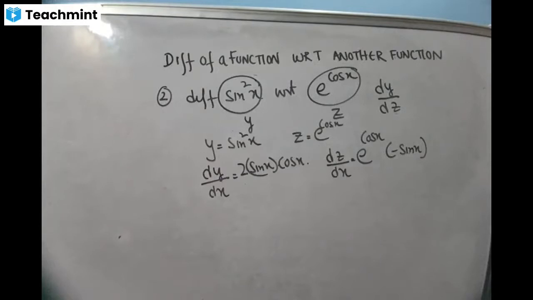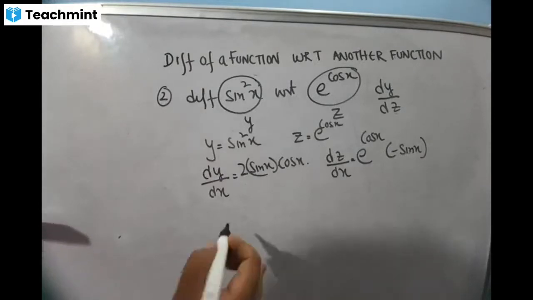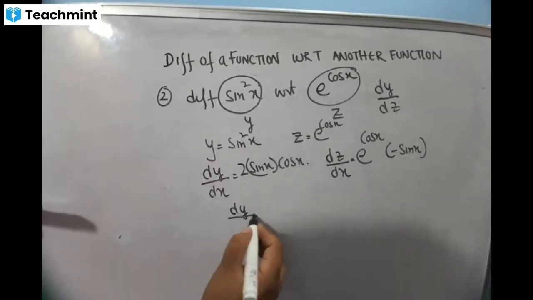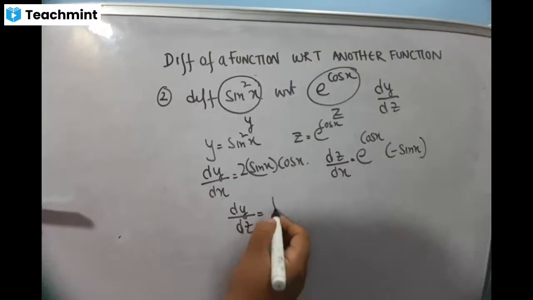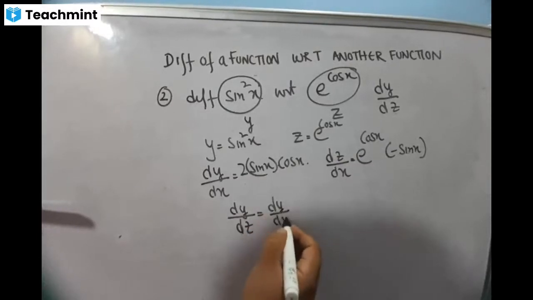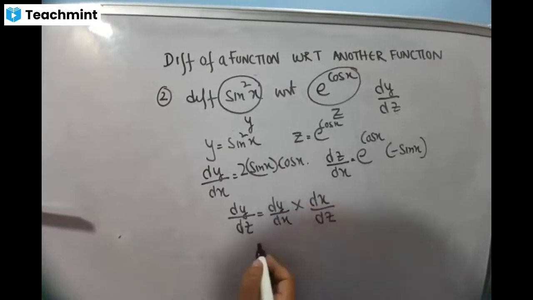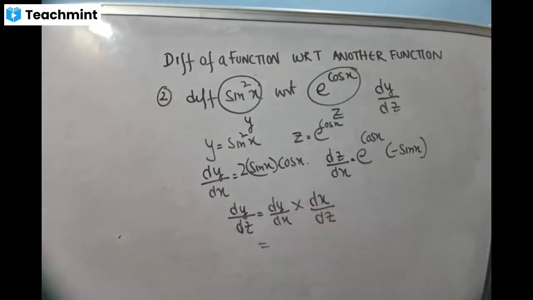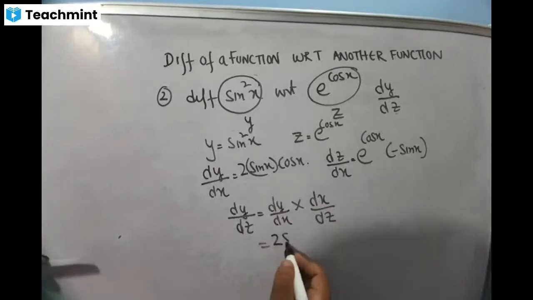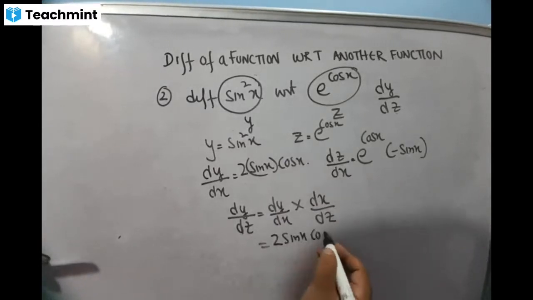Now you just combine these two. So when you combine these two, what do you get? You will get dy by dz equal to dy by dx into dx by dz. I'm writing this so that you all don't get confused. So what is the value of dy by dx which you got? You got this to be 2 sine x into cos x.